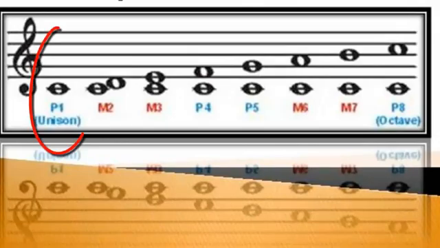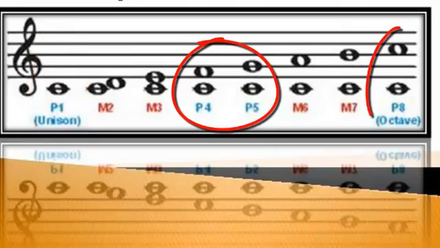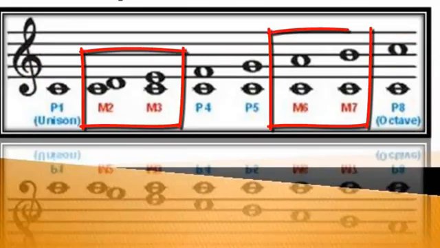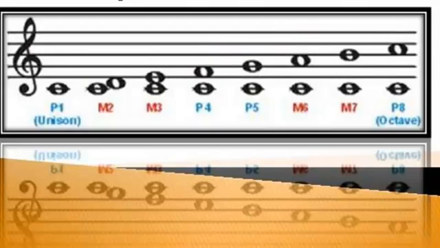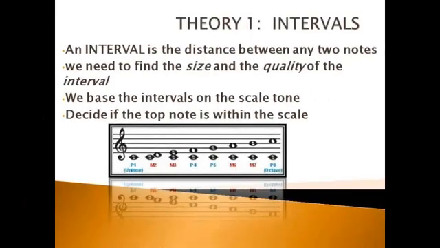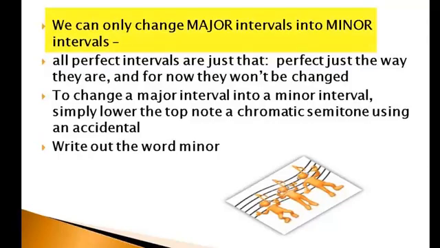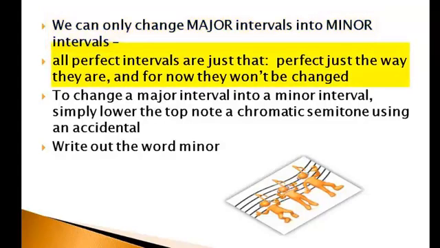Our perfect intervals are on 1 or unison, 4, 5, and 8. Our major intervals fall on 2, 3, 6, and 7. Major intervals can never be perfect, and perfect intervals can never be major. Today we're going to learn about minor intervals. We can change major intervals to minor intervals. We can't change perfect intervals. Perfect intervals are going to remain perfect.